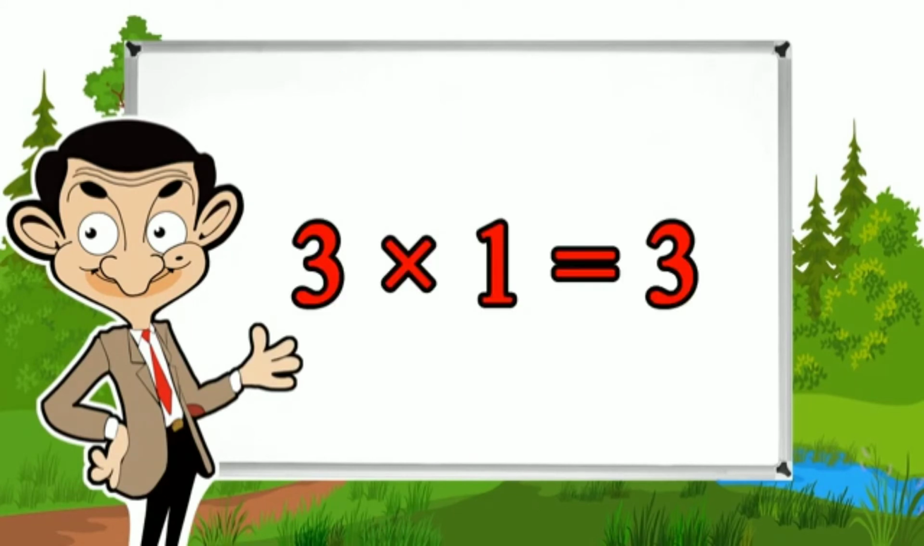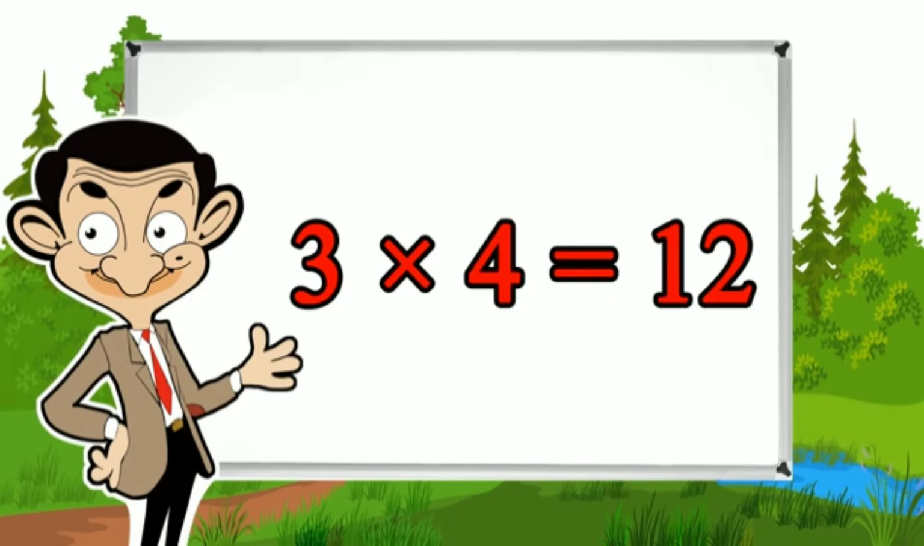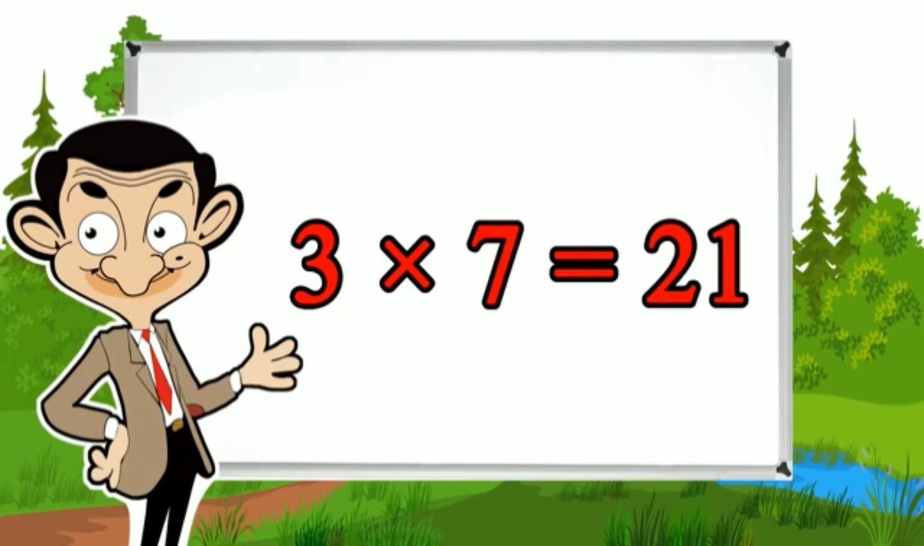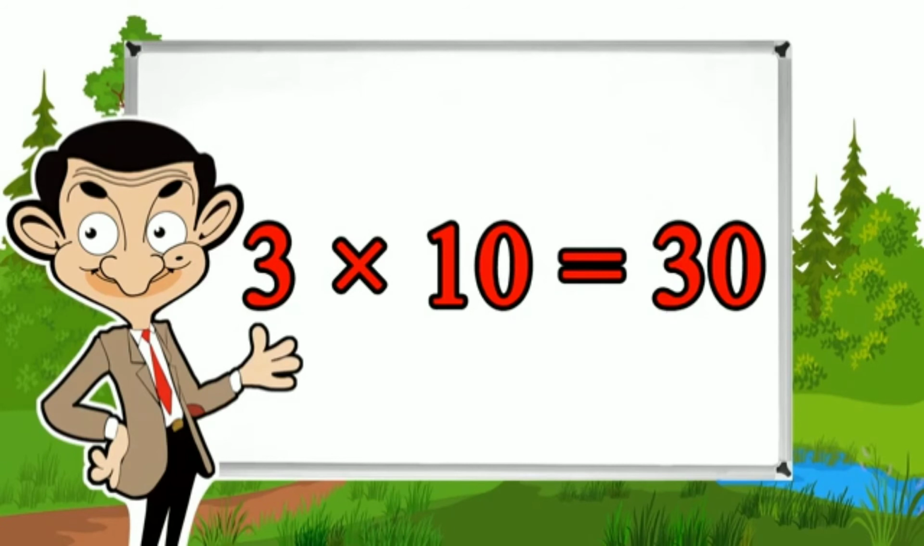3 1 3, 3 2 6, 3 3 9, 3 4 12, 3 5 15, 3 6 18, 3 7 21, 3 8 24, 3 9 27, 3 10 30.